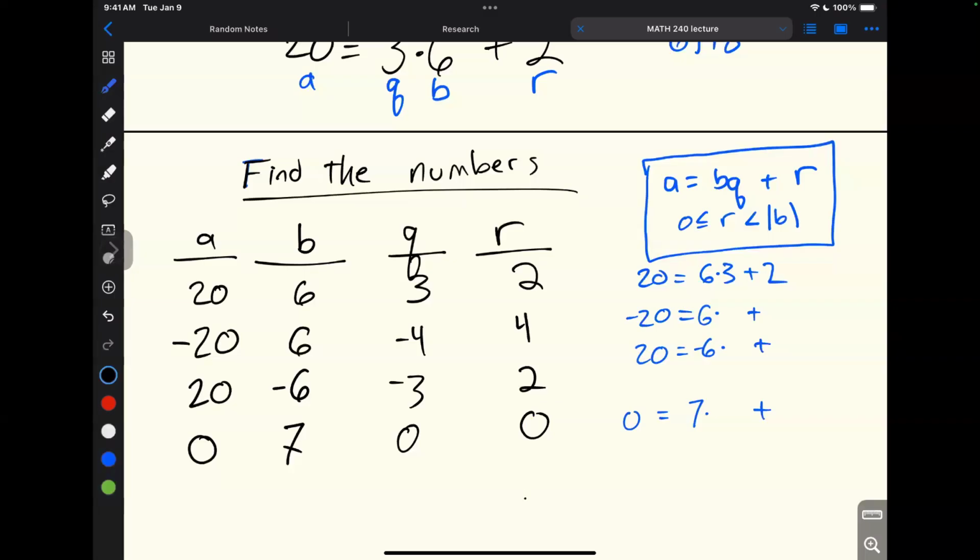Yeah, so the important thing, especially as you look at these three, is that R can't be less than 0. We have to make it work and have R be a non-negative number. So that's the important part. All right, great job.